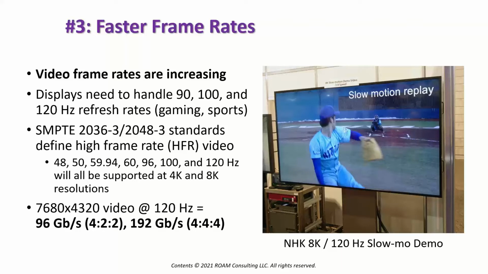SMPTE has standards for this, 2036.3 and 2048.3, that go all the way up to 120 hertz at both 4K and 8K resolutions. To give you an idea just how much data that is, if you want to be able to display 8K video at 120 hertz, with full RGB video, it's 192 gigabits a second uncompressed. That's an enormous volume of data, and it would have to go over a fiber optic cable. But it can be done.